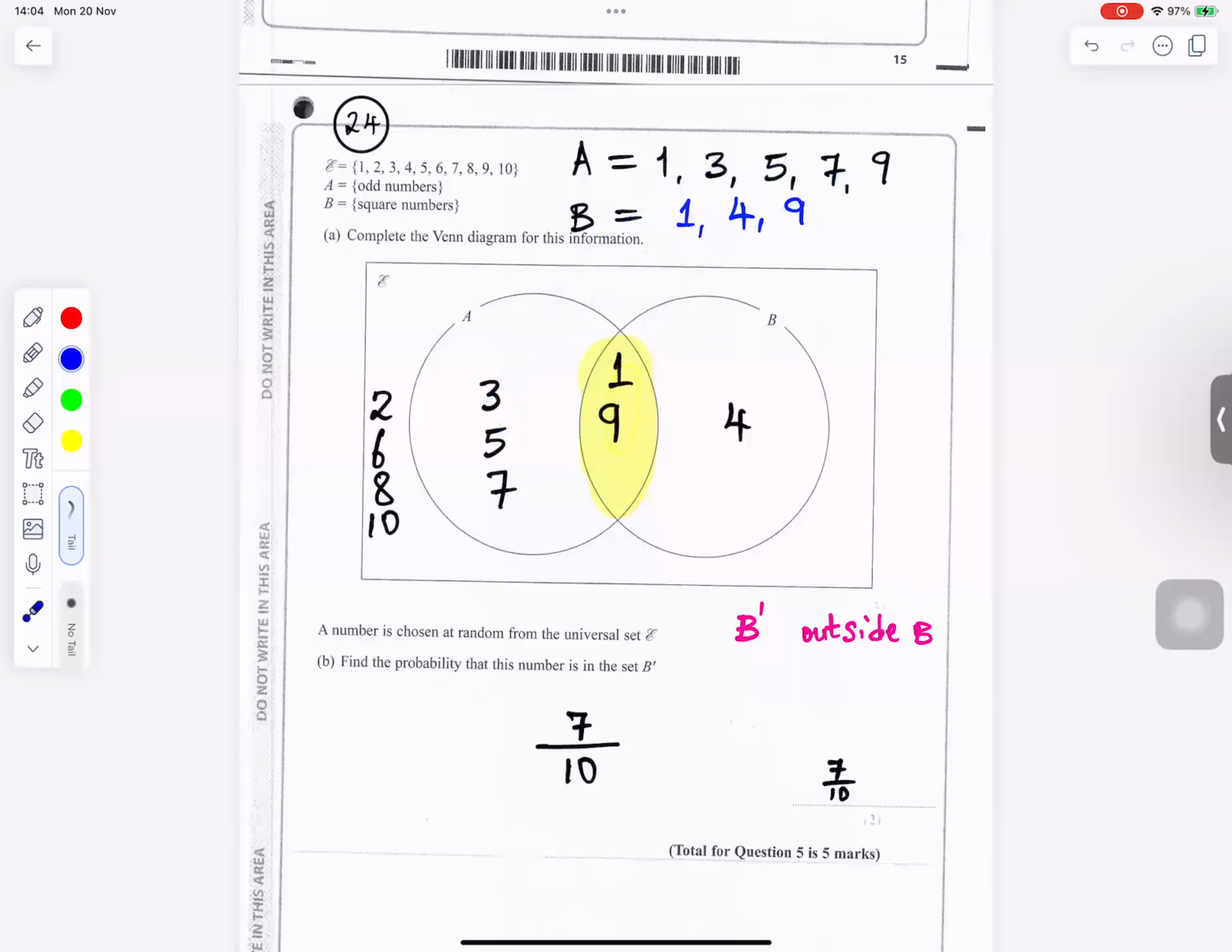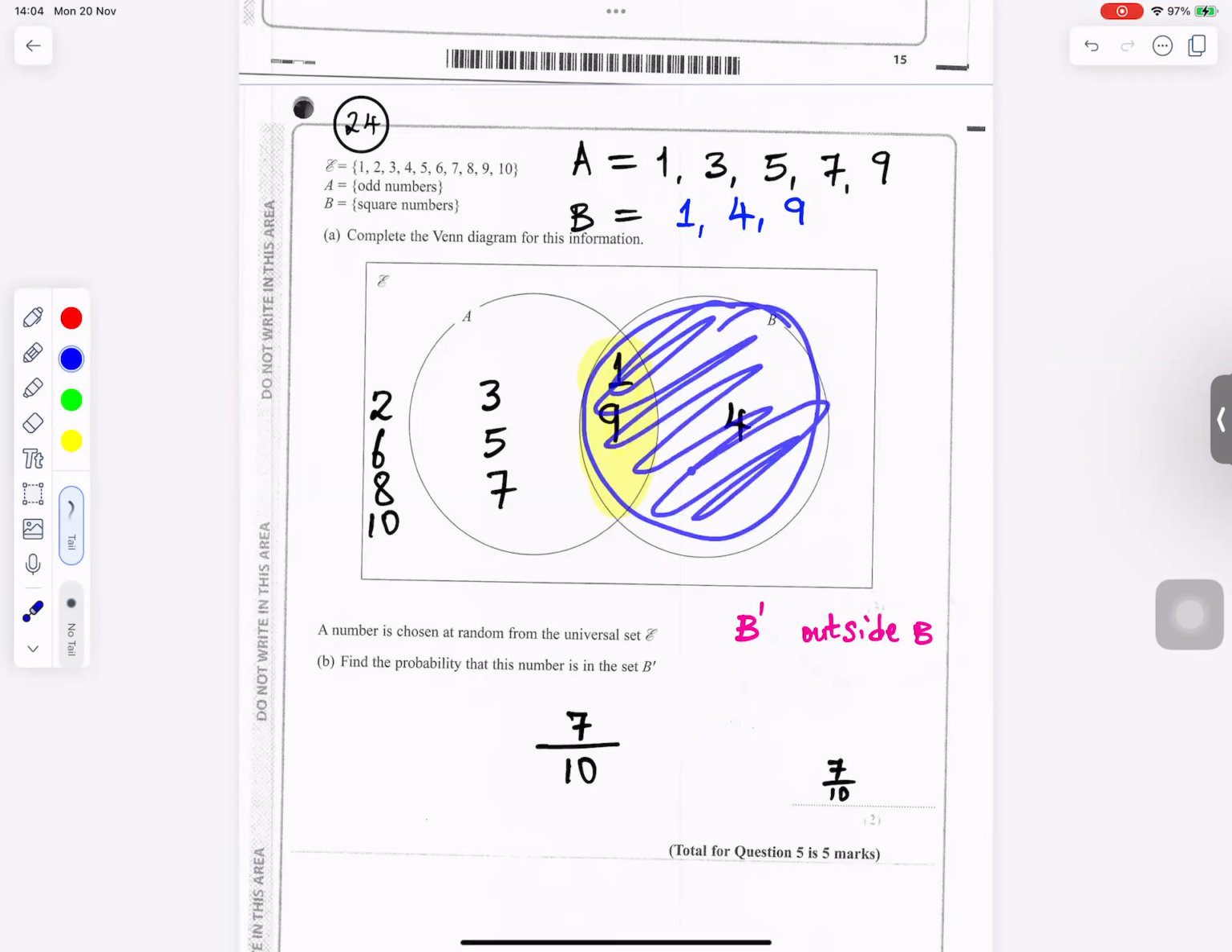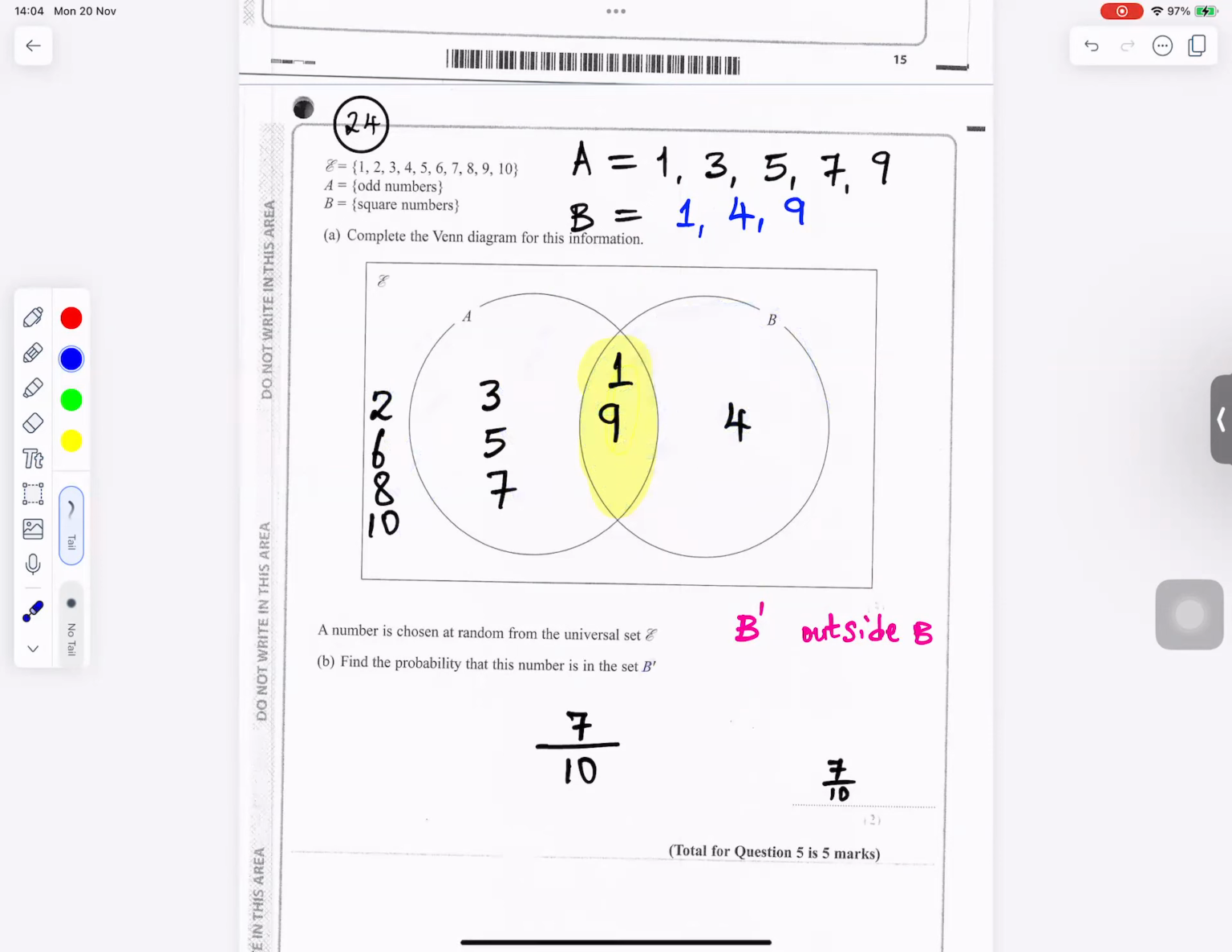What numbers are not in the two circles? There are 2, 6, 8, and 10. A number is chosen at random from the universal set. Find the probability that this number is in the set B complement. B dash, or B complement, means everything outside B. How many numbers are outside B? Let's circle B there. That's all the numbers inside B. How many are outside? 1, 2, 3, 4, 5, 6, 7. 7 numbers outside B. How many numbers altogether? 1, 2, 3, 4, 5, 6, 7, 8, 9, 10.